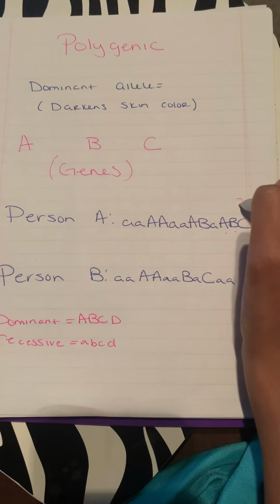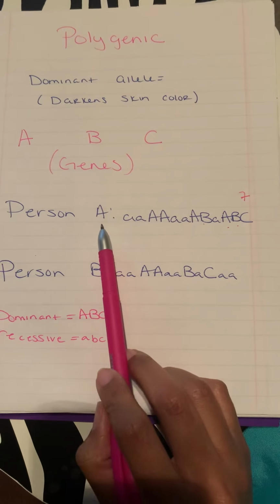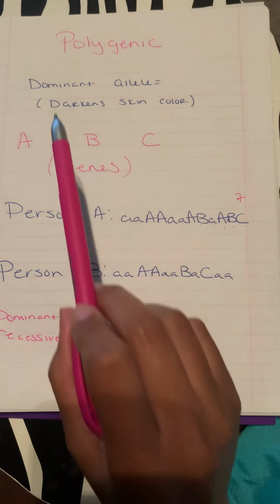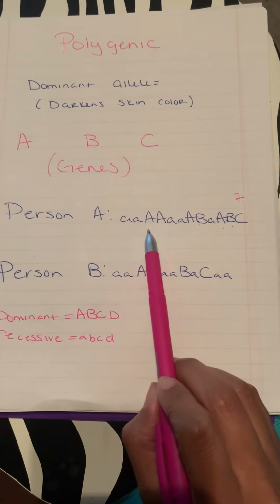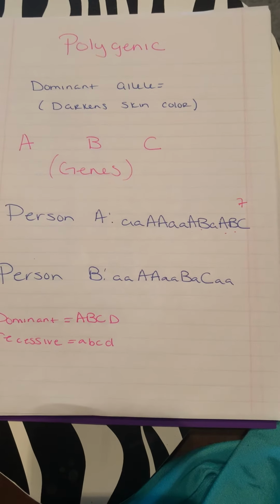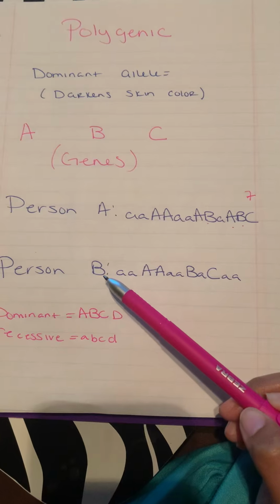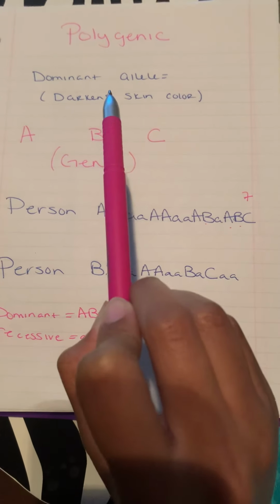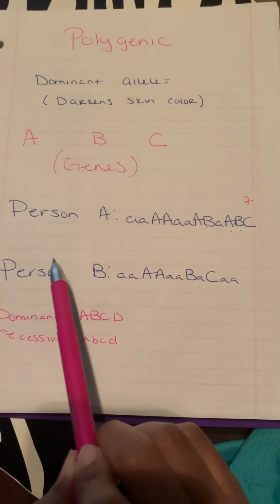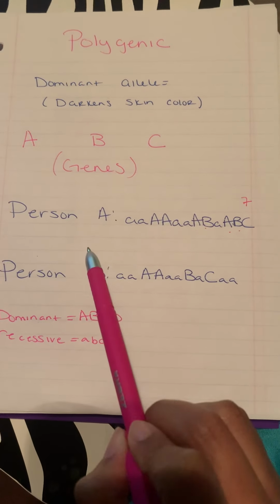So I see 7 dominant alleles in person A, because remember our problem let you know our key was dominant allele darkens the skin color, right? So again, 1, 2, 3, 4, 5, 6, 7. I always like to go back over and check my work. So now let's look at person B, because we are looking at the dominant alleles because that shows darker skin color. And this problem is asking you which person is darker.